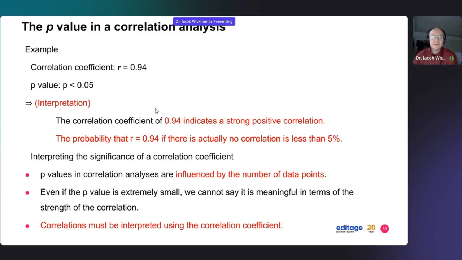Even if the p-value is very, very small, you cannot say it is meaningful in terms of the strength of the correlation. You have to interpret the correlation as well. I've seen some significant p-values when R is very, very low. So you have to be careful when you're interpreting the data. So look at more than just p-values.